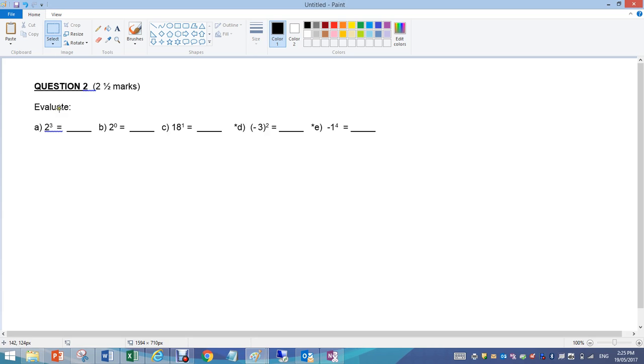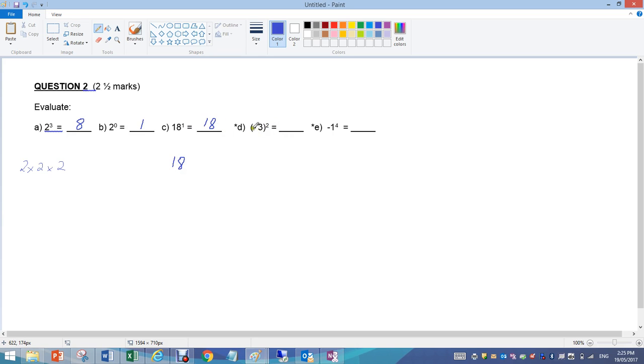Question 2. Evaluate, which just means to work it out. What's the answer? So the first one says 2 to the power of 3. That's 2 times 2 times 2, and that equals 8. The next one, 2 to the power of 0. Everything to the power of 0 is 1. Next, 18 to the power of 1, so it repeats just once, so it's 18.